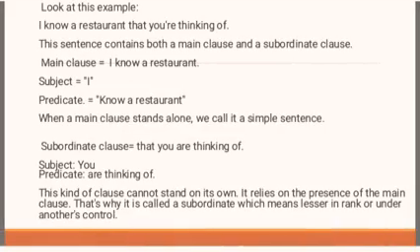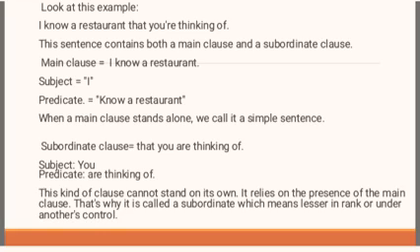Now look at this example. I know a restaurant that you are thinking of. This sentence contains both a main clause and a subordinate clause. If you split the sentence, you will see that the main clause there is: I know a restaurant. And the main clause has a subject and a predicate. The subject there is the pronoun I, the one that is performing the action. Then the predicate there is know a restaurant.